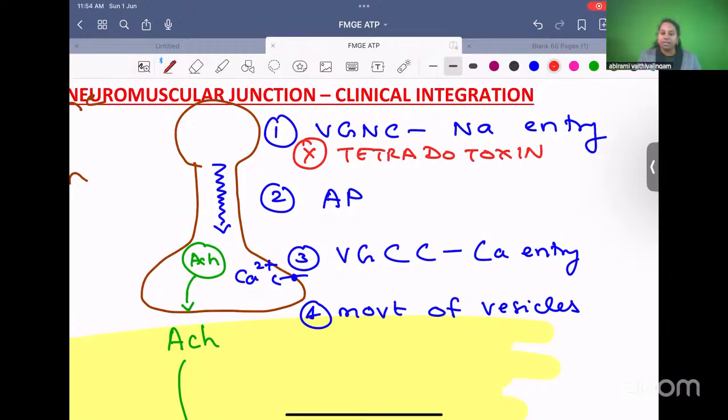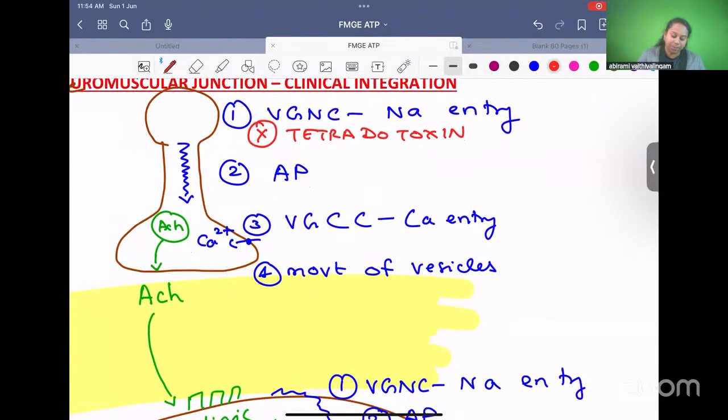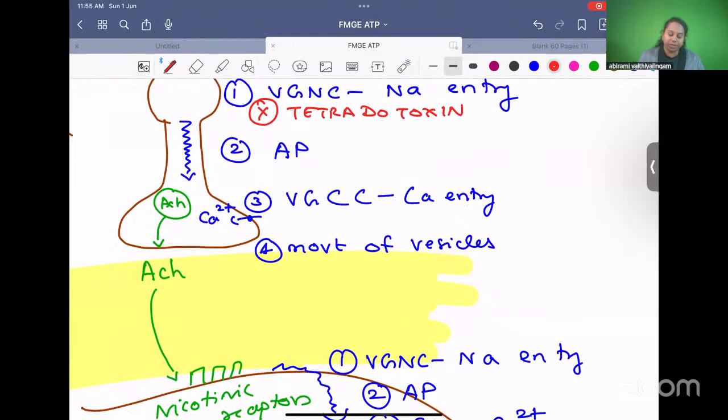Tetrodotoxin. Tetrodotoxin is a blocker of voltage gated sodium channels present in puffer fish. If you don't cook puffer fish properly, this poison can attack your muscles. So this is tetrodotoxin, blocker of voltage gated sodium channels.